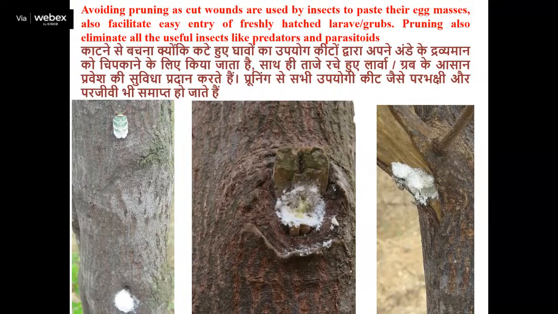Now you see, a wound is a wound for you and for the tree also. Kindly see, insects make use of the wounds caused by us to lay eggs, and from those eggs they hatch. Kindly see, they also like the wound to lay eggs. Also, we are supporting the insect to lay more eggs on sandal in the process of pruning.